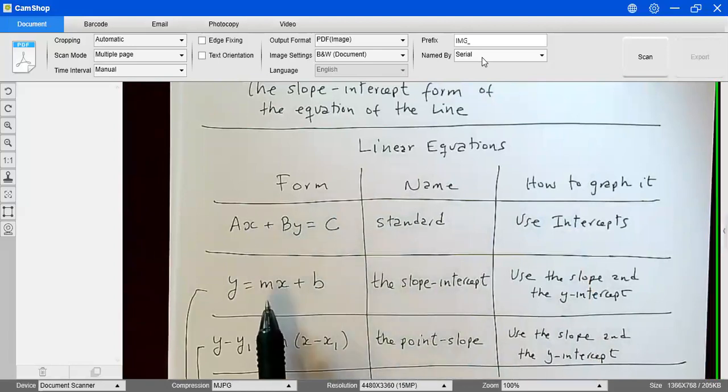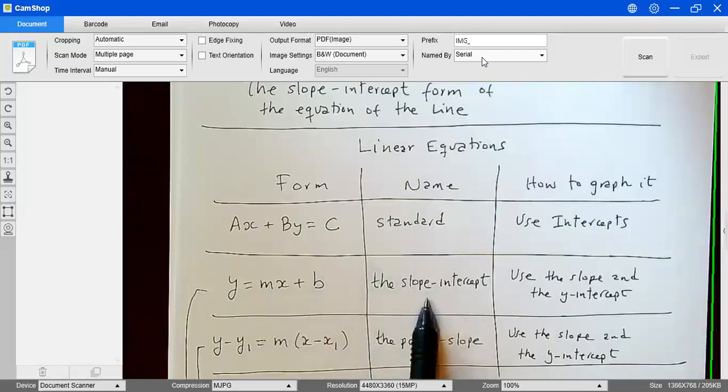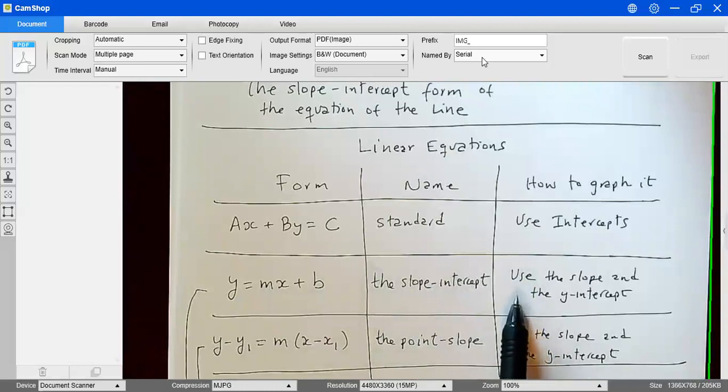There is another form, very common. This is y equals mx plus b. Y is on the left-hand side. This equation is solved for y. Then you have the term containing the variable x on the right, and also the constant term. And the name of this form is the slope-intercept form. So we're going to use a method that we're going to cover today. We're going to use the slope and the y-intercept method to plot the line.